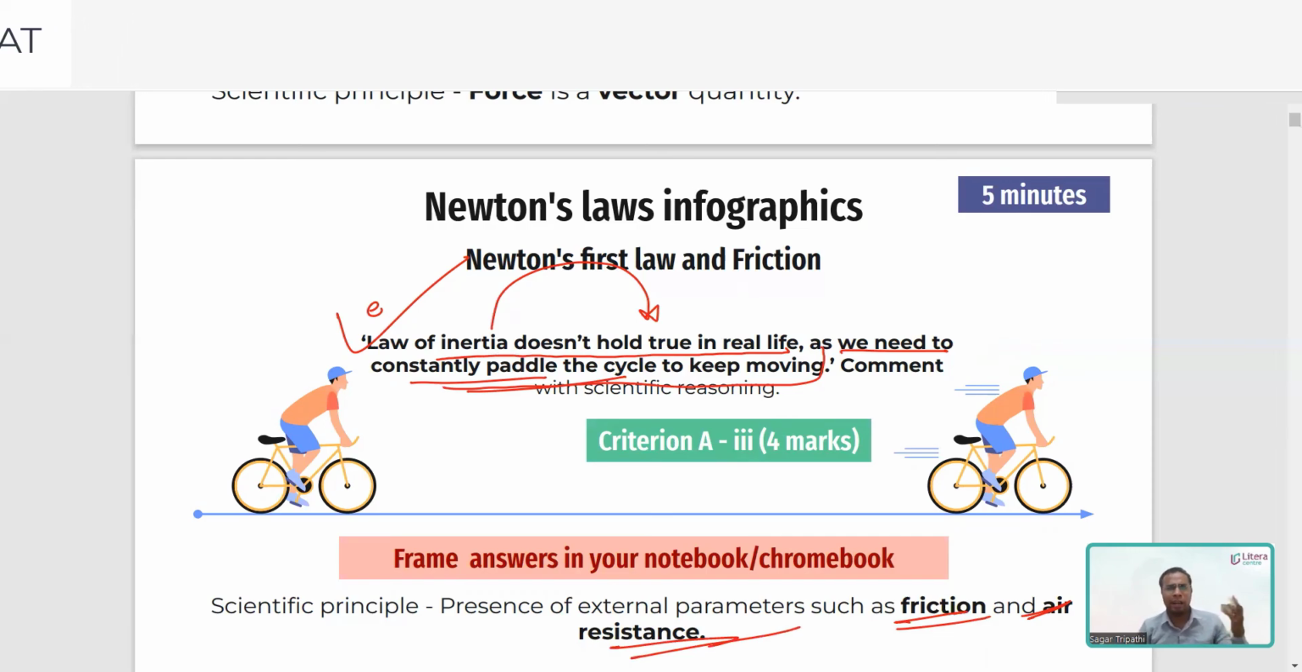And on slippery surfaces, or surfaces which have a much lesser amount of friction, you don't need to pedal to that extent either.